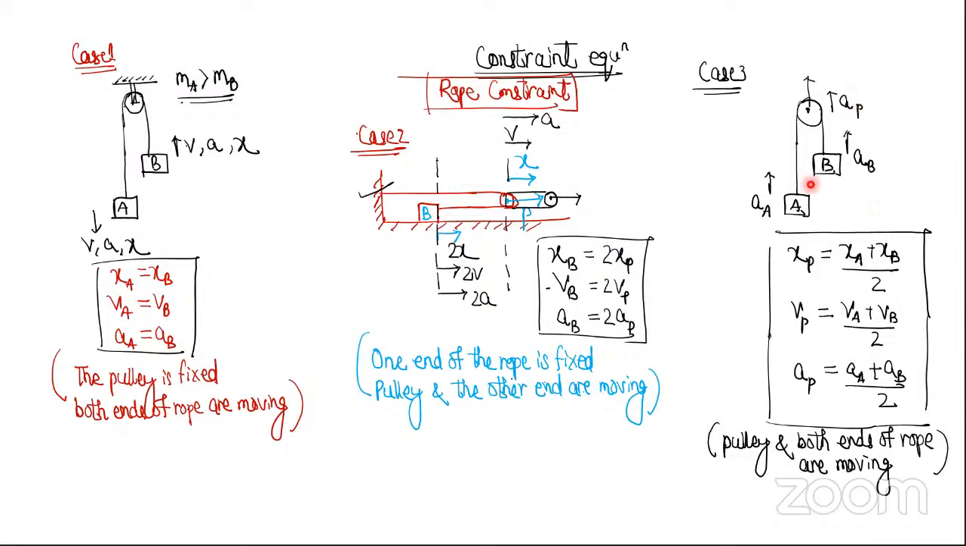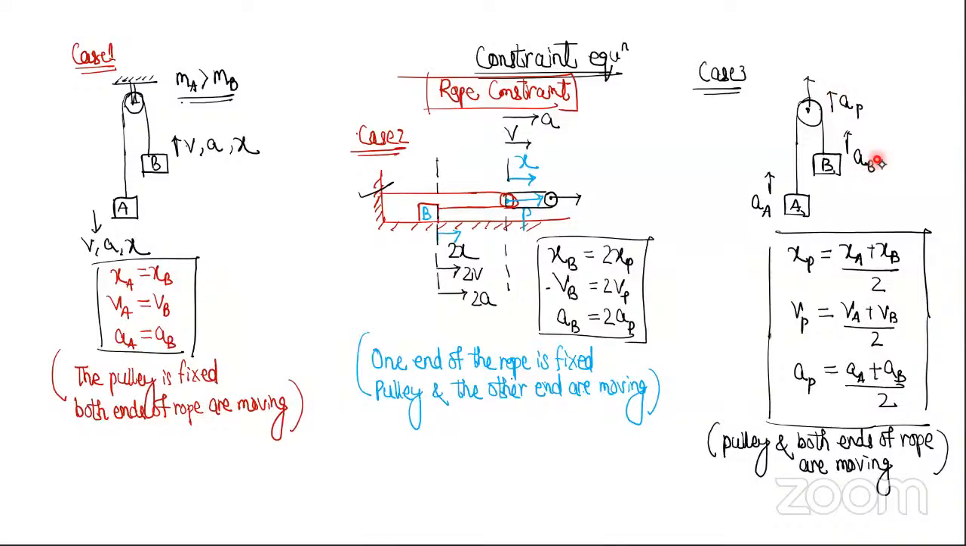Like that now you think here. Come to this question. Imagine B is not moving, only A is moving. So if B is not moving and A is moving, then if A moves by A, how much will P move? A by 2. Achha, now think A is not moving and B is moving. So if B moves, how much will P move? AB by 2.